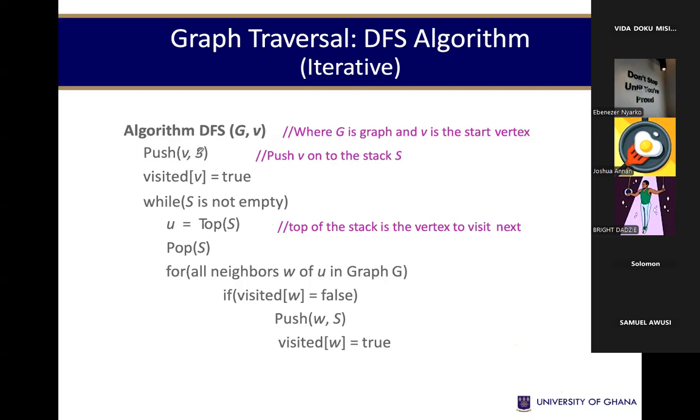So push vein onto the stack. Visited vein is true. Once the vein is now on the stack, you'll be the first person to be visited. That's it. So visited vein is true. It means that I've already visited the vein that I placed on top of the stack. So vein is gone. Now, while S is not empty, right?